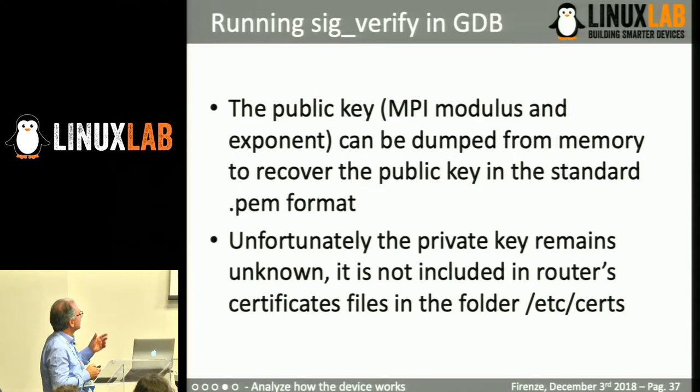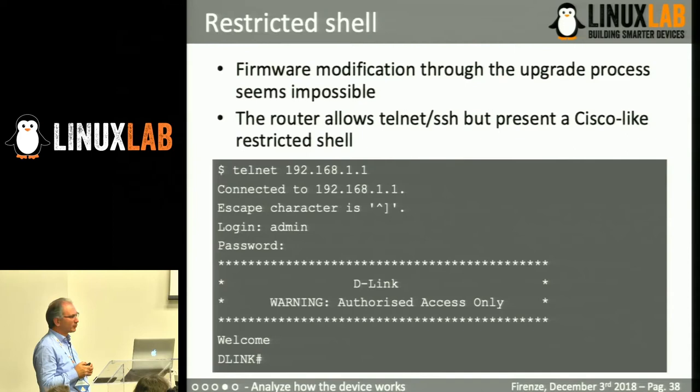The public key is basically formed by two multi-precision integers, the so-called modulus and exponent. These two multi-precision integers are inside the binary and can also be extracted from memory using GDB to reconstruct the public key in the standard PEM format. But unfortunately, the private key remains unknown, and it's not included in the router's certificates. So we have to find another route to modify the firmware file.